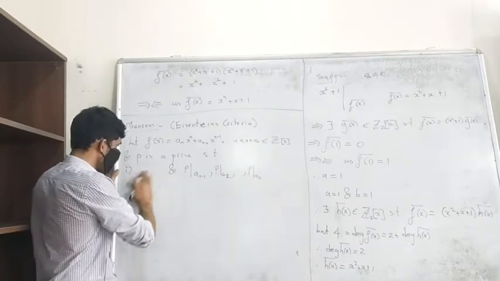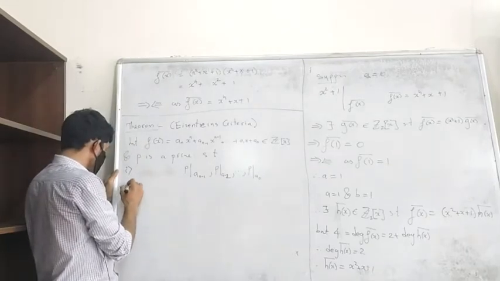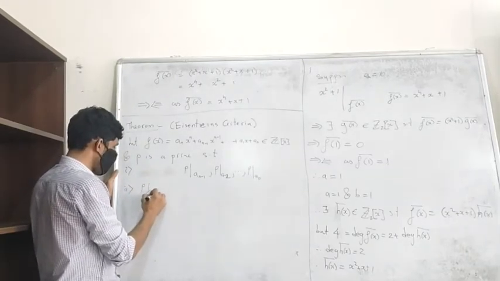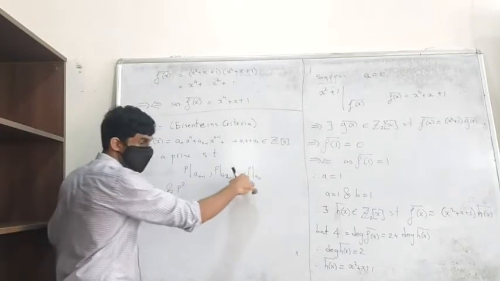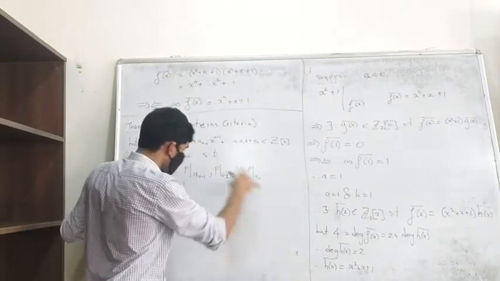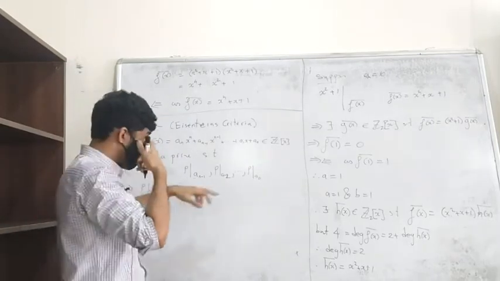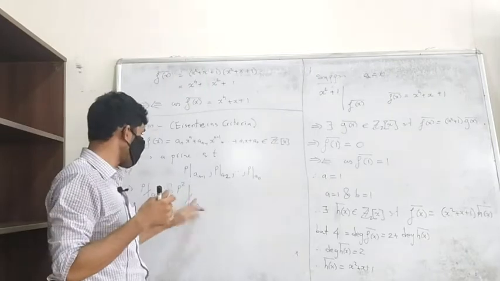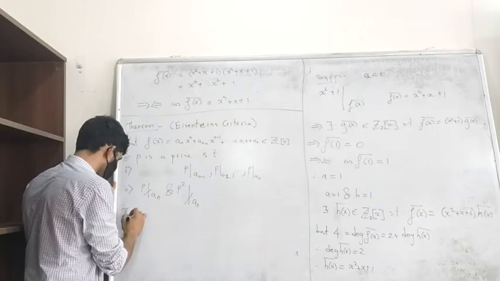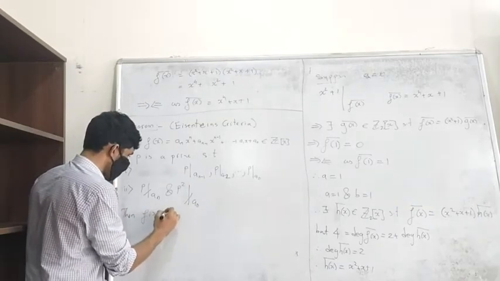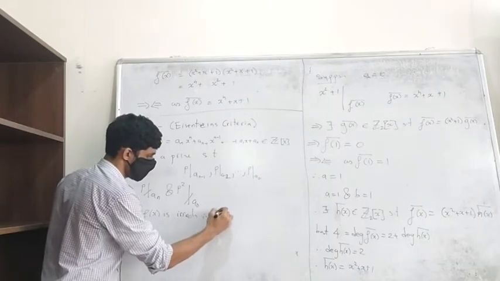Okay, p divides all of these, and p does not divide a n, and p divides a naught, but p square does not divide a naught. Okay. Then f of x is irreducible in Q x.